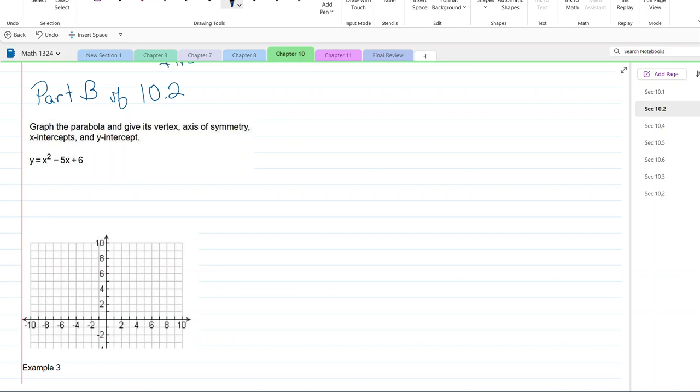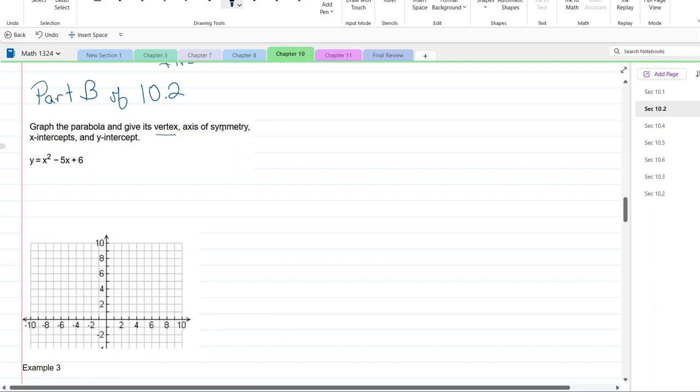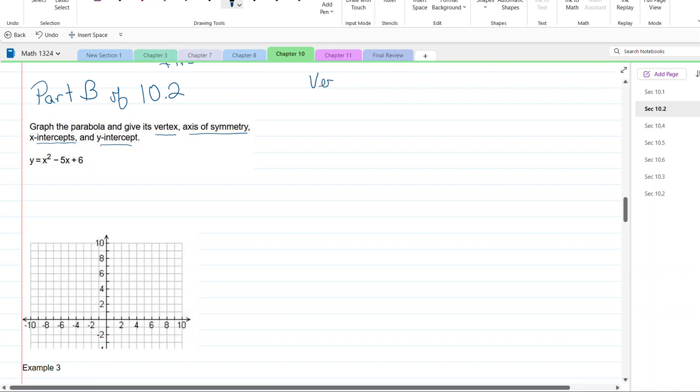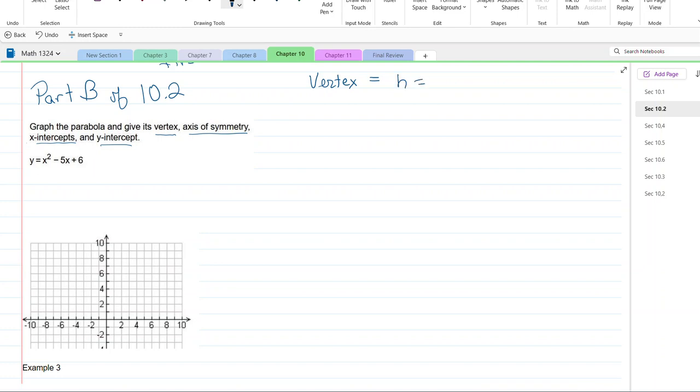Right, we are starting with Part B of Section 10.2, and we have a quadratic that's given to us, and they want us to find the vertex, the axis of symmetry, x-intercepts, and y-intercepts. So this concept takes everything we learned before. So let's talk about a vertex. We know that the h is going to be the opposite of b over twice a. So let's look at that first.